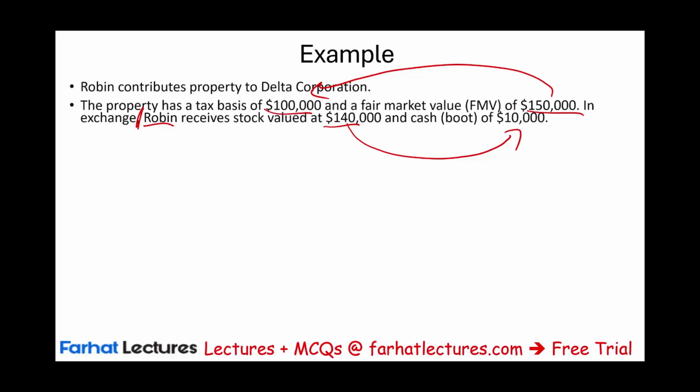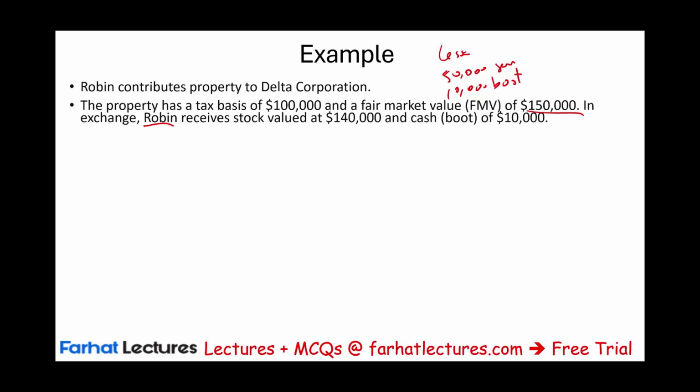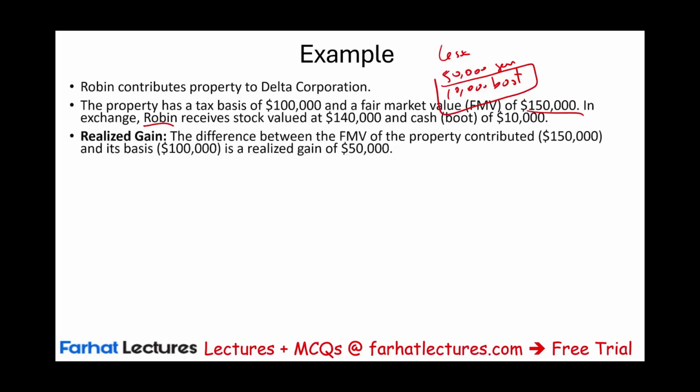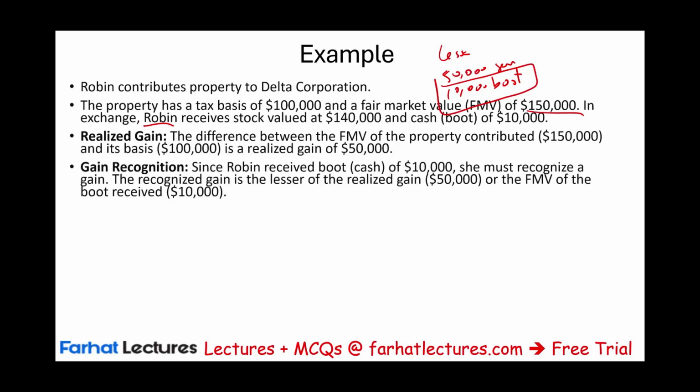Are there tax consequences for Robin? Yes. Robin will have to compute the gain, the realized gain. The realized gain is 50. The boot is 10. The lesser of the gain or the boot is the amount that's taxable, and I hope you know 10,000 is less than 50. So the realized gain is 50,000. Gain recognized is only 10, the lesser of 10 and 50. 10 is lesser and lower. Therefore, Robin would recognize a gain of 10,000.